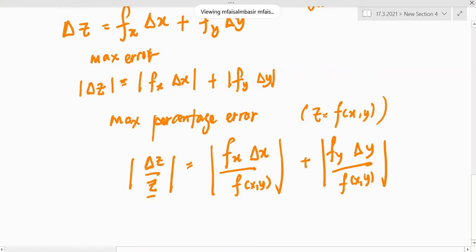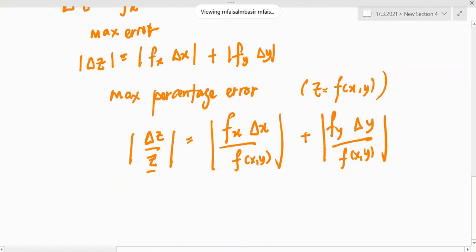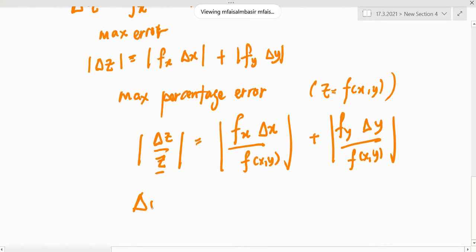So for 3D, we use del W equals to fx del x, fy del y. The same formula as the increment.